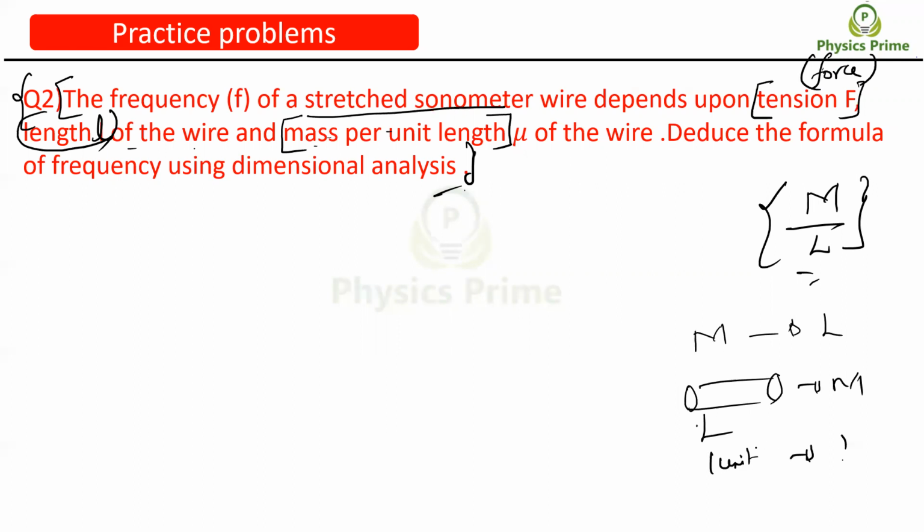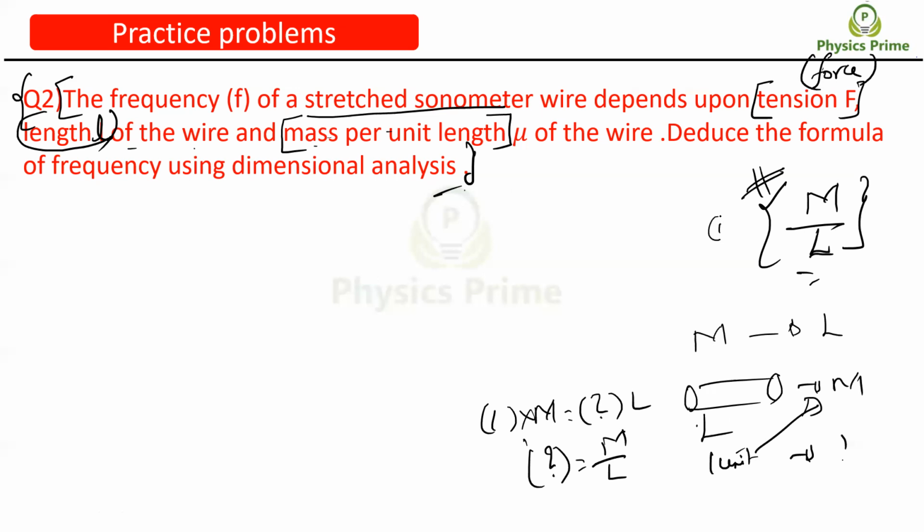Yes, sir. What will you do? Cross multiplication. 1 into m is equal to the question mark into L, right? Then the question mark is equal to m by L. Did you understand now? Whenever you get mass per unit length, you divide mass by length, and you get the mass for 1 unit length. Here it is defined as mu. Got it?